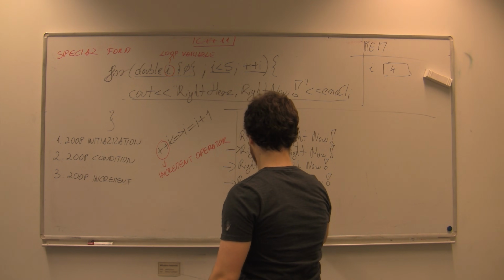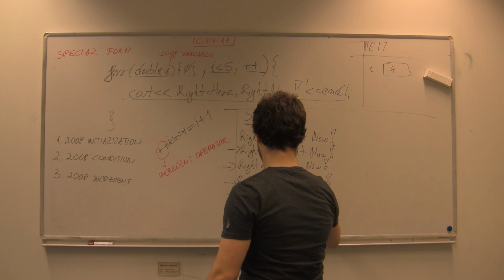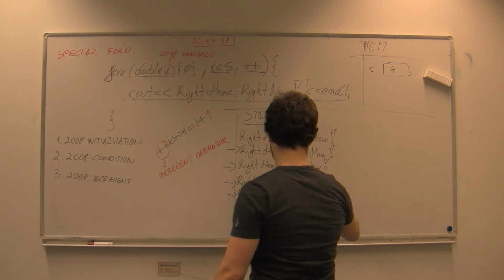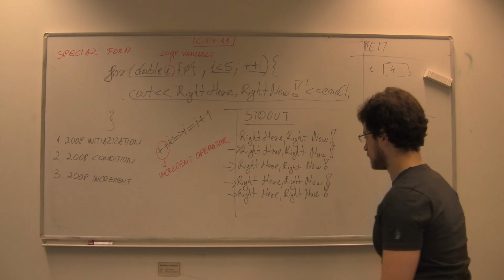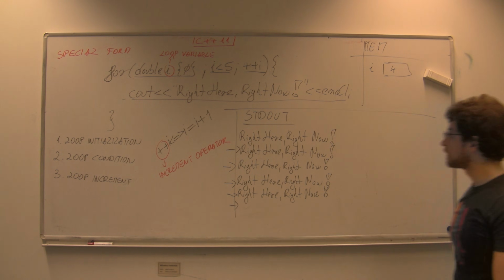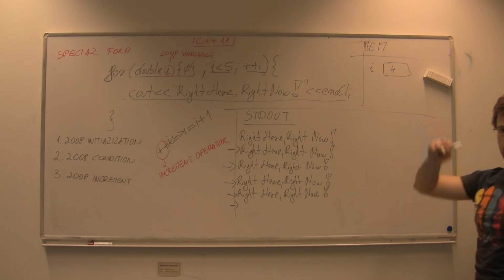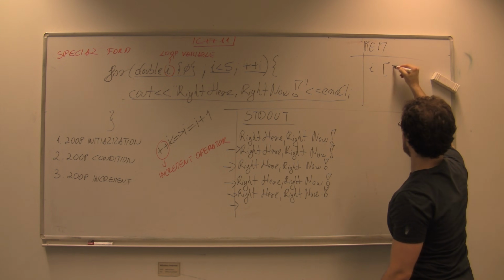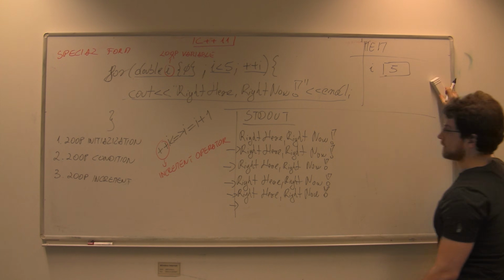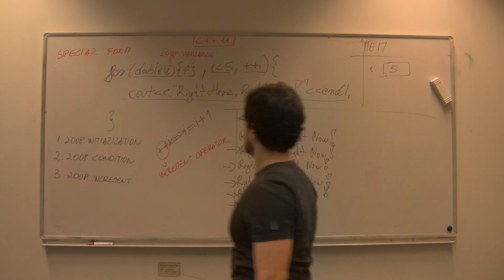Right here, right now. And proceed to the next line. We execute the loop increment again. The value of I is 5. And then we check the loop condition.